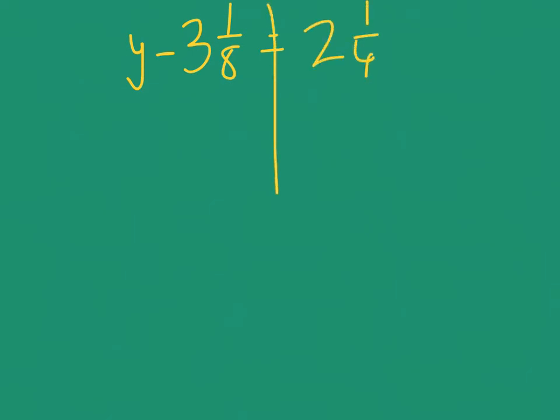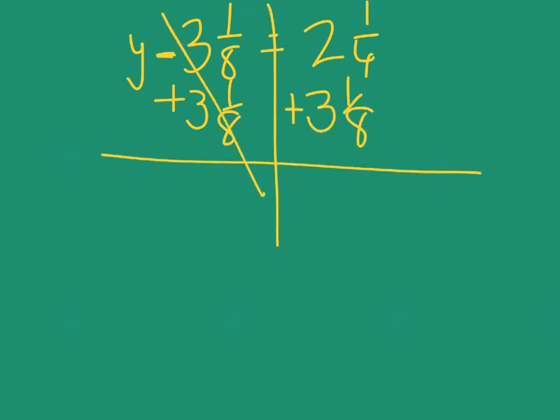Okay, so let's take a look at number 4. It says y minus 3 1/8 equals 2 1/4. All right, start by drawing your mirror. Ask yourself, how are we going to get that y by itself? We're currently subtracting 3 1/8, so we want to add 3 1/8. And then we have to do the same thing on the other side, so plus 3 1/8.